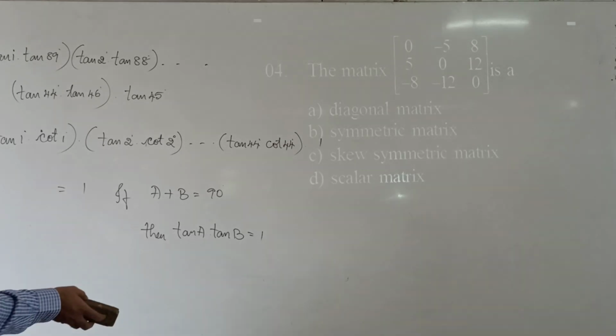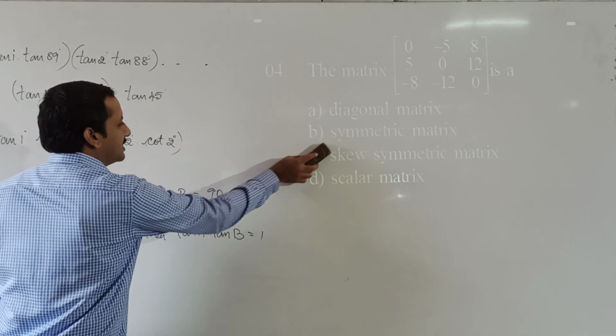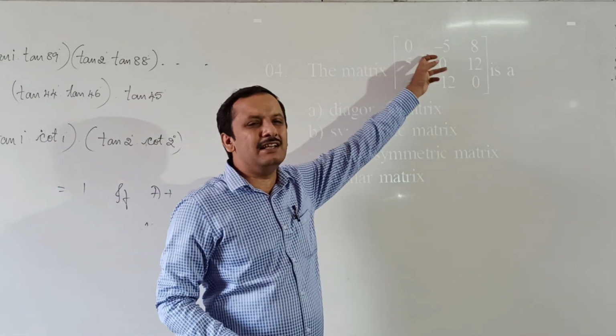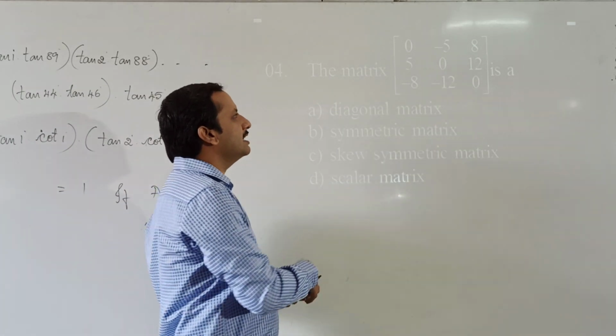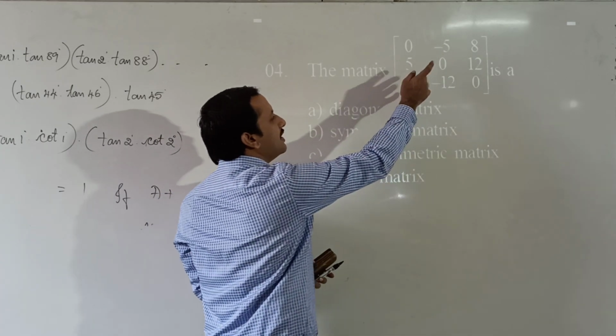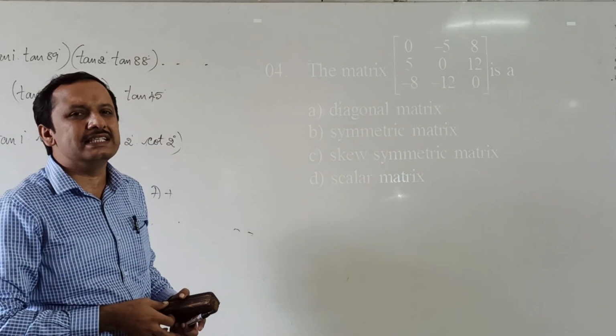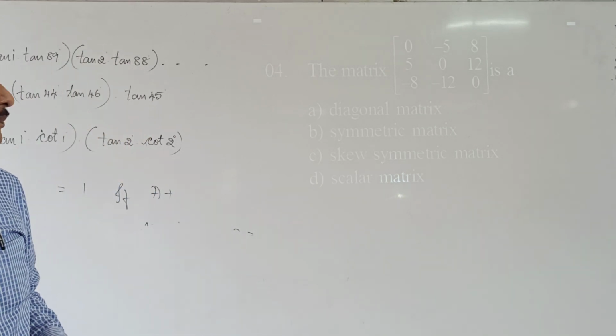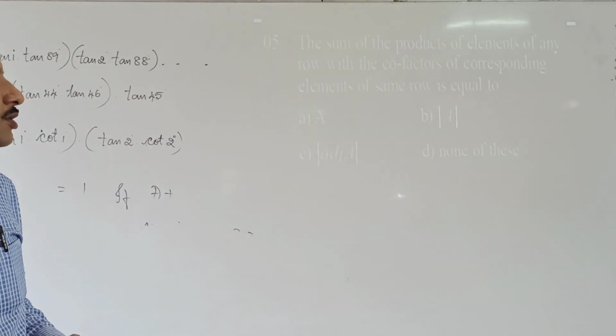Fourth question. This matrix, what kind of a matrix is it? A very simple question. You observe that the diagonal elements are zeros, and when I take the transpose, I am getting A dash is equal to minus A. Hence, this is a skew symmetric matrix. Skew symmetric matrix, option C.